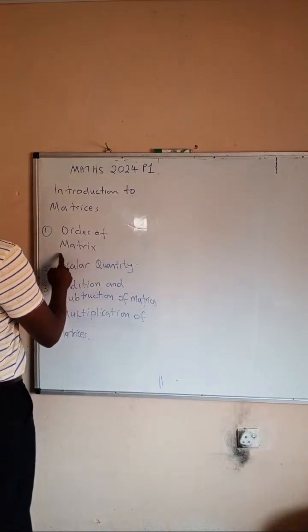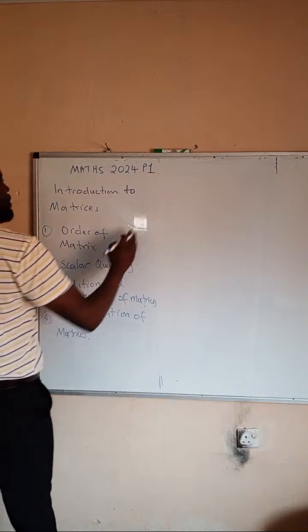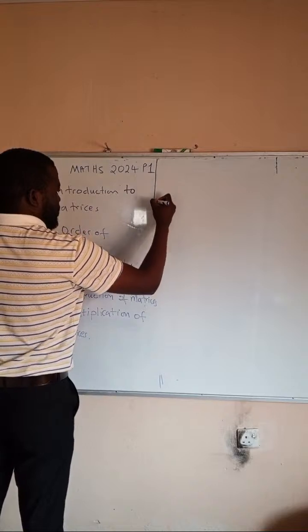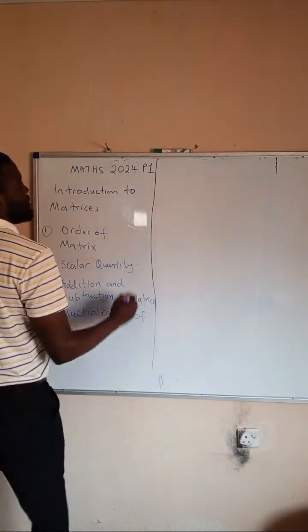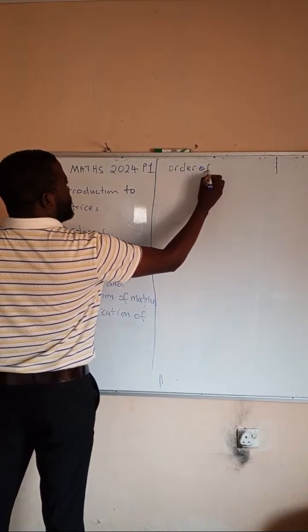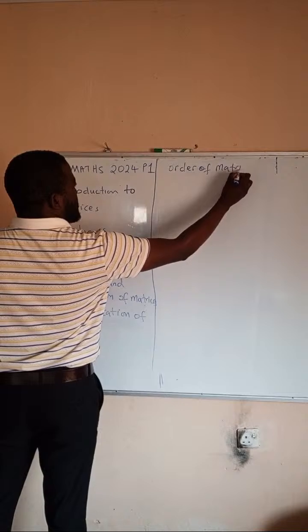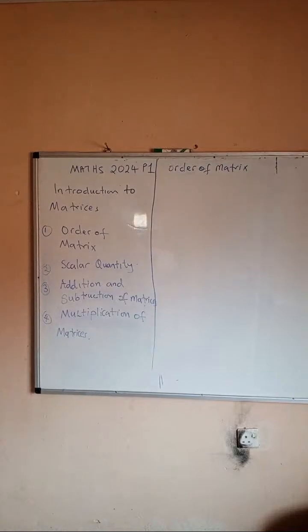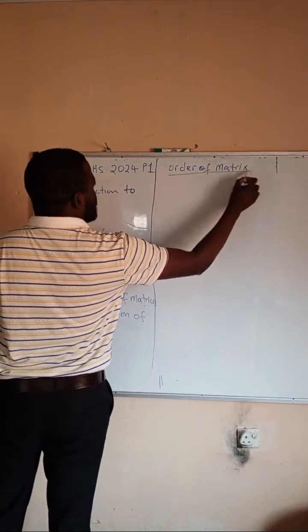The first thing we're going to look at is the order of a matrix. What do they mean when we say order of a matrix? There's such a thing as the order of a matrix. How do you deal with such a thing called the order of a matrix? This is the way you deal with it.